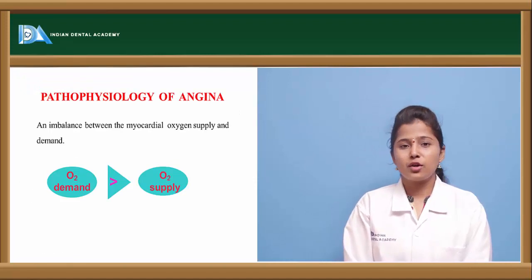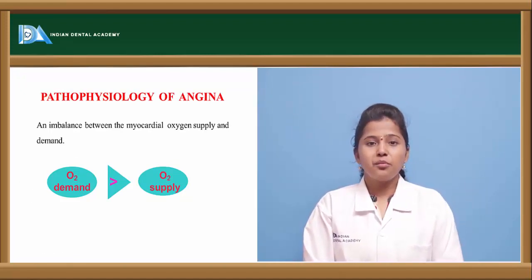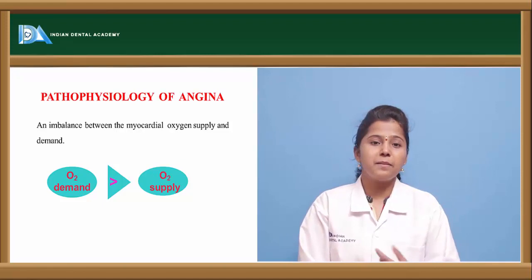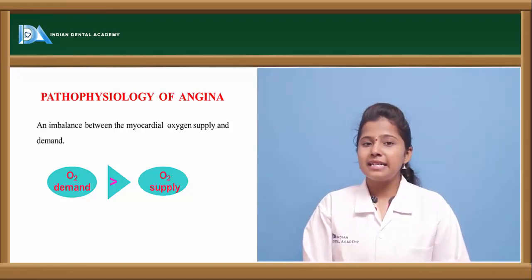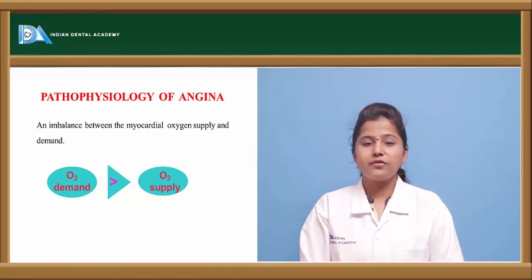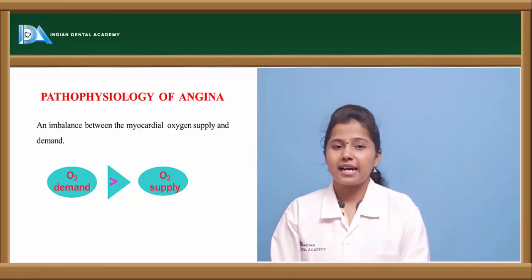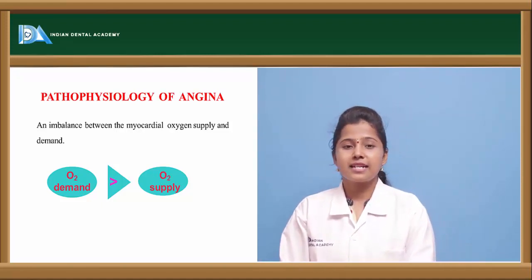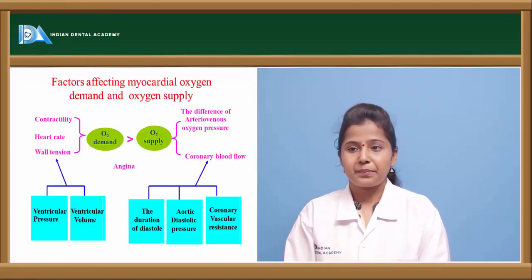Let's see the pathophysiology of angina. Why does angina occur? The human heart needs oxygen to purify blood and to pump blood to various organs of the body. But when oxygen demand increases, or if there is any improper oxygen supply to the heart, then angina occurs. So oxygen demand is greater than the oxygen supply in the case of angina.